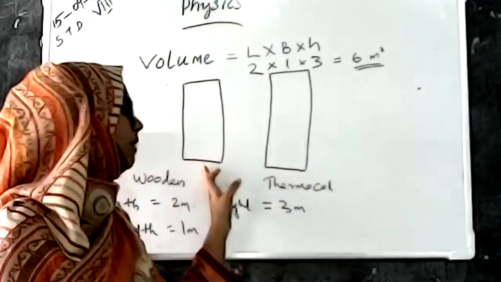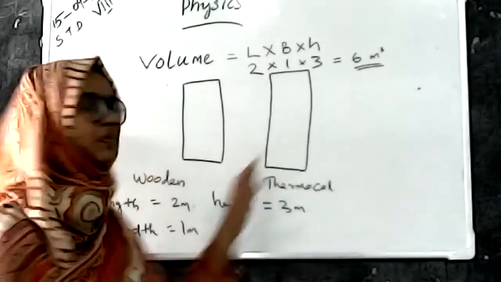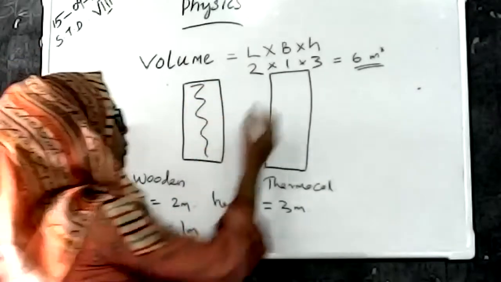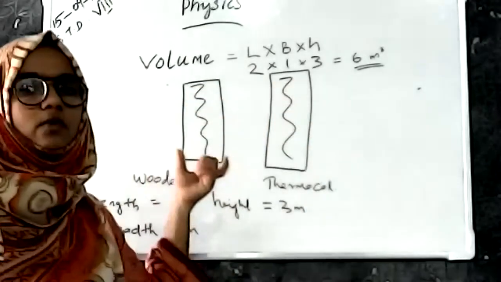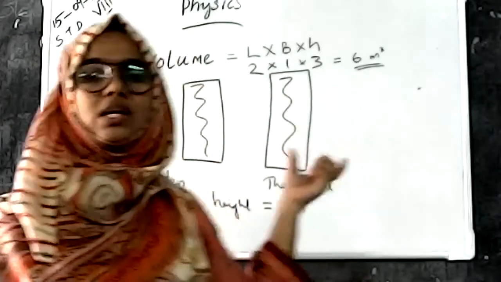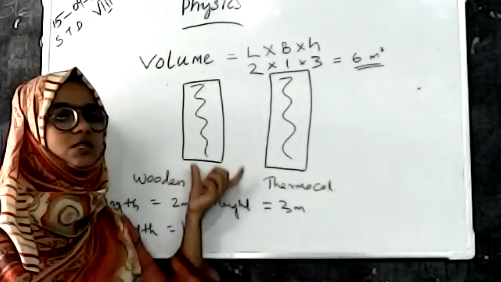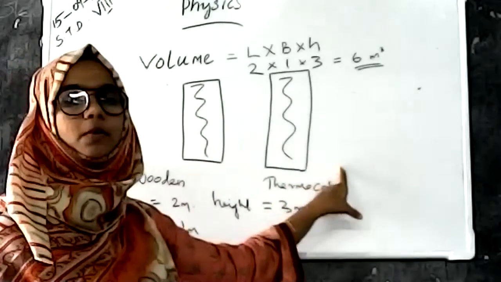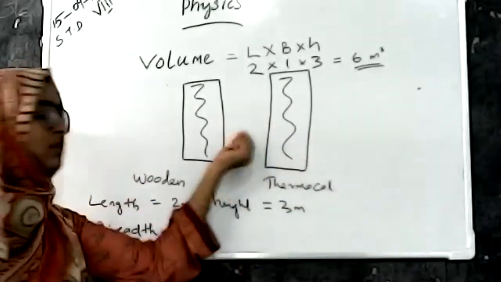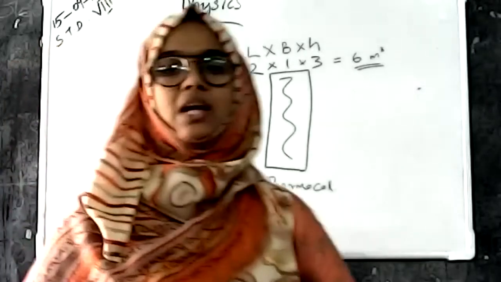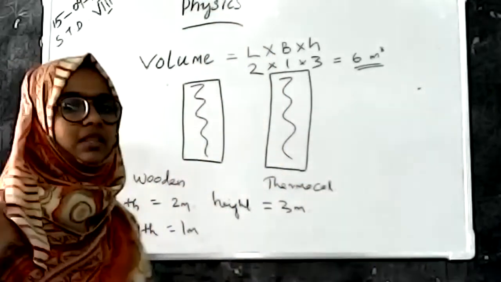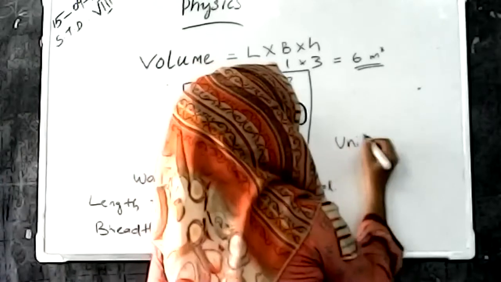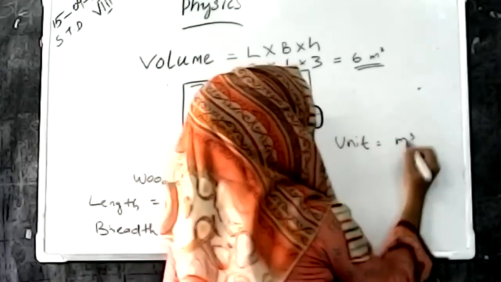So this wooden block and thermocol block have volume, and this is the space occupied by those bodies. That space occupied by a body is called the volume of that specified body. The wooden block has a volume and the thermocol block has another volume, and the volume of these two blocks is the space occupied by that body. That is the volume of a substance. And we see that the unit of volume is meter cube.